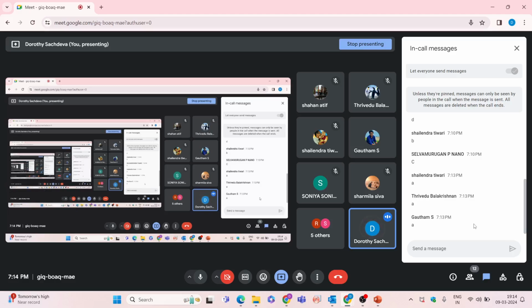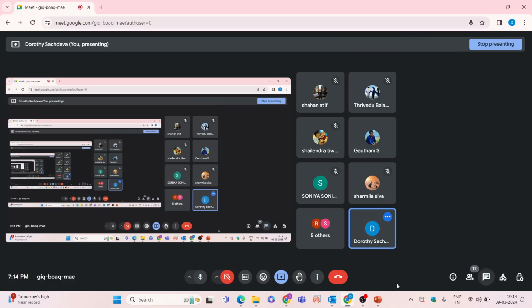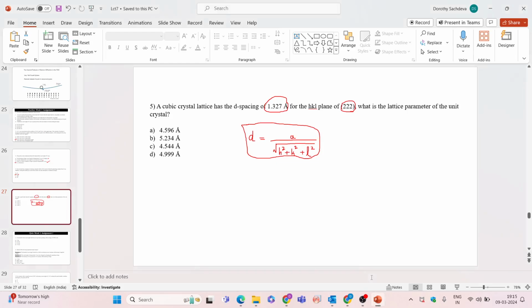Gautam says, Shailendra says, and Balakrishnan says option A. Okay. Option A, that is 4.596 angstroms. Is this what all are getting?